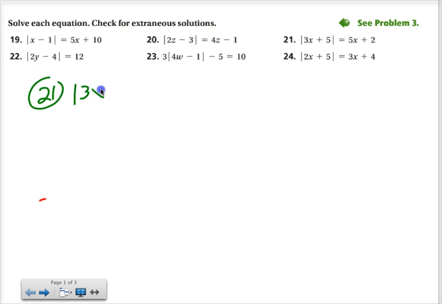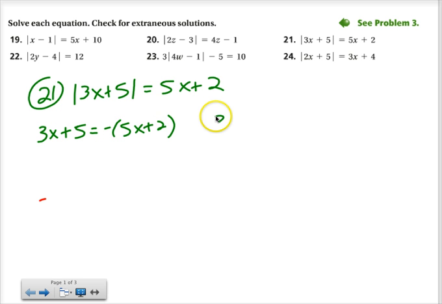The absolute value of 3x plus 5 equals 5x plus 2. Now we know that we think of those absolute value bars as bars in a jail, and to escape you need two exit strategies. So the first exit strategy is a negative, and then the second one is a positive.